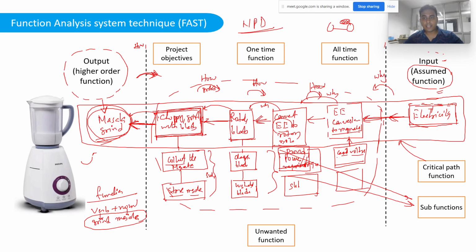Within this we can again ask why we need to collect the masala, because we need to chop this. Then why need to store? So likewise, you store, then you collect, then you do this. So you can ask why multiple times to validate that your functional decomposition is actually right.